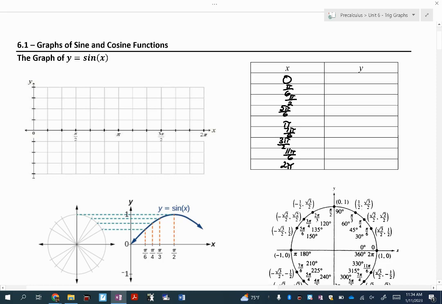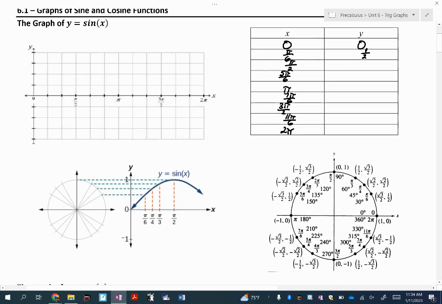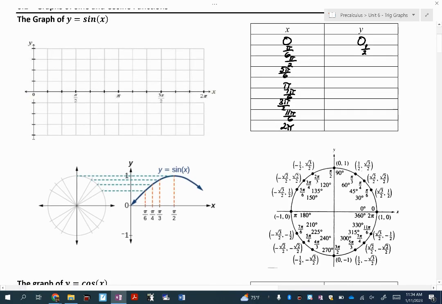All right, so we know the sine of 0 is 0 from our quadrantals. The sine of pi over 6 is 1/2. You can always use the unit circle that's just below us here. The sine of pi over 2 is going to be 1. The sine of 5 pi over 6 is positive 1/2. The sine of pi is going to be 0.